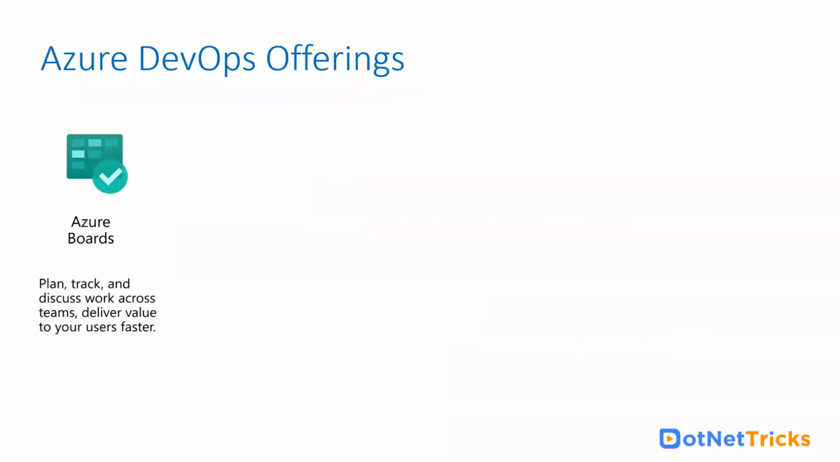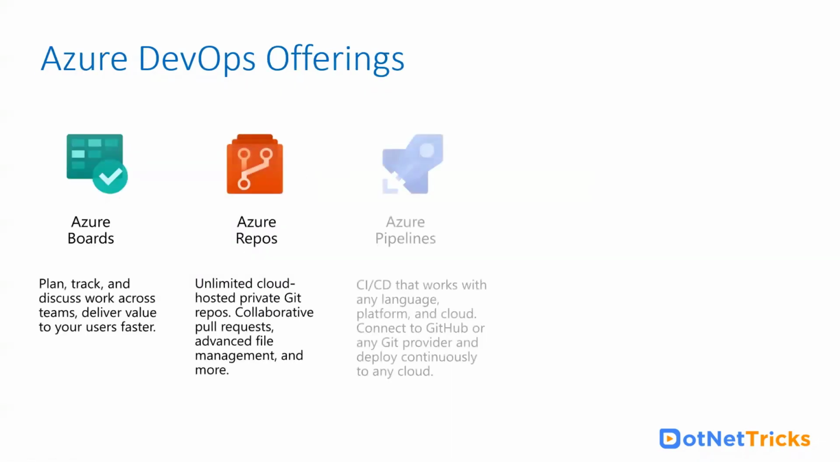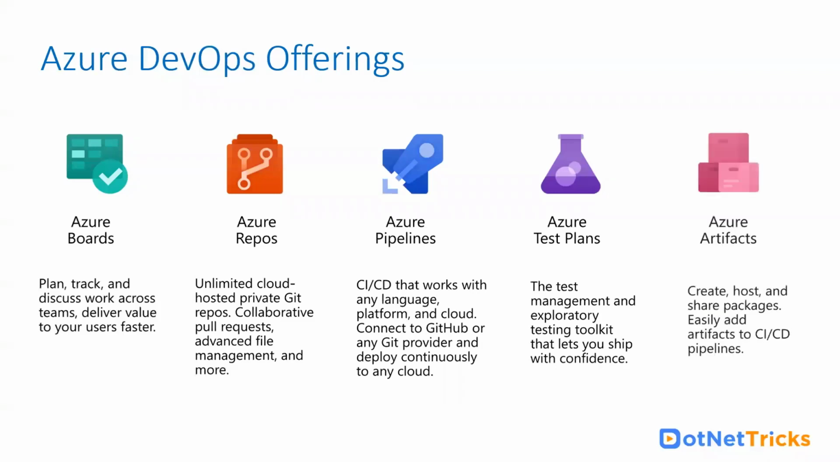When it comes to Azure DevOps, these are the various offerings we have. We have Azure Boards for sprint planning. We have Azure Repos for source code management. We have Azure Pipelines for creating release pipelines and build pipelines. We have Azure Test Plans for looking at which test cases are passing and which are failing. And we have Azure Artifacts if you're willing to create your own NuGet package, which you want to use in multiple projects.